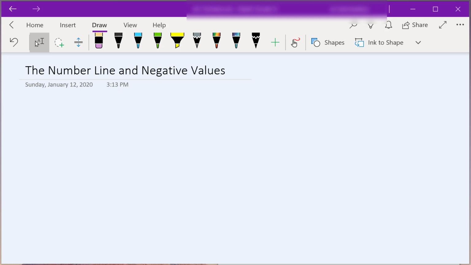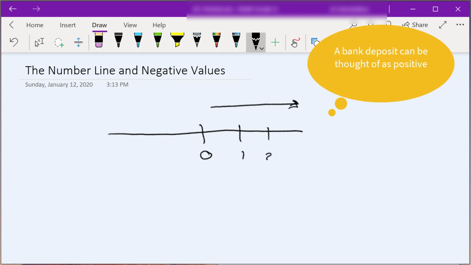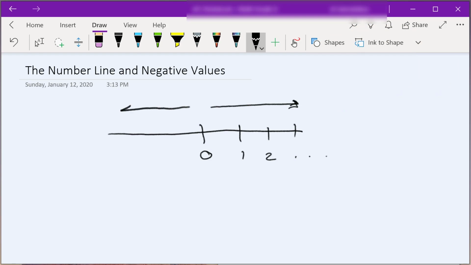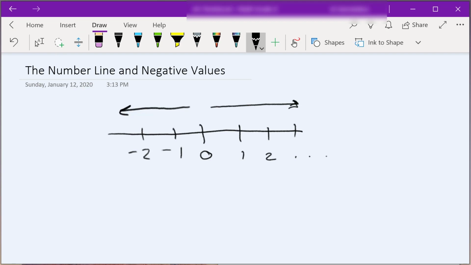Today we're going to be discussing the number line and negative values and doing arithmetic with negative numbers. Let's begin. To get a concept of negative values, we look at the number line where we draw 0. Anything to the right of 0 we identify as positive, 1, 2, and so on. And anything to the left of 0 we identify as minus, minus 1, minus 2, and so on.